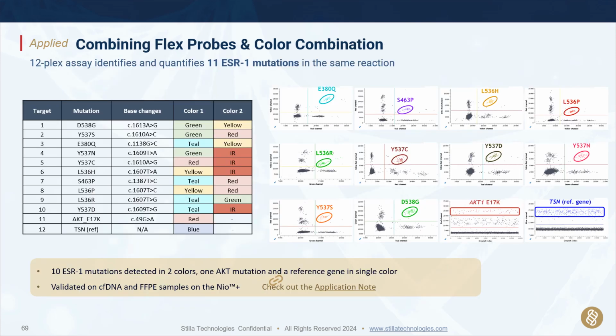Here's an example of a color combination assay looking to detect a 12-plex assay of 11 ESR1 mutations, all in the same reaction. And here you can see the typical output in the 2D plots of all of these 11 assays.